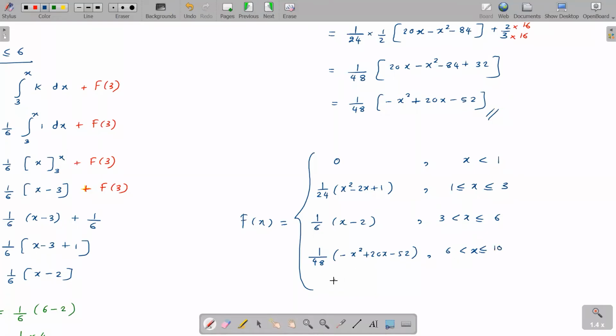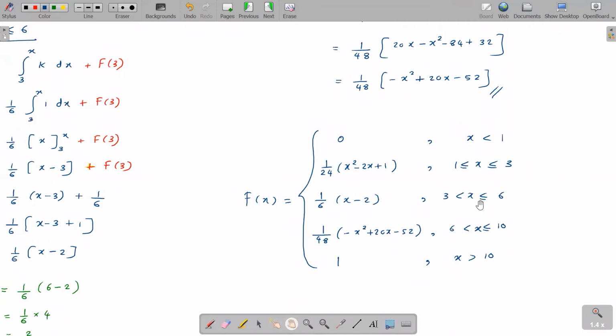And then the other one is 1. You remember capital Fx, it's 1 for x values bigger than 10. Because after x value bigger than 10, your capital Fx is 1. Okay, you don't reach probabilities more than 1. So this is the full specification. This is how you fully specify capital Fx. This is clear? 7 marks.